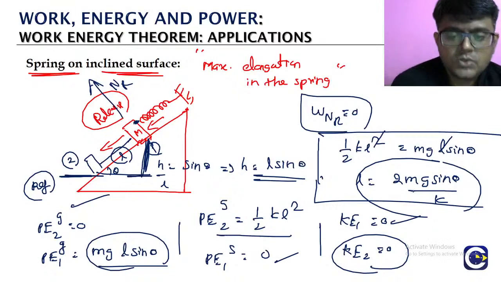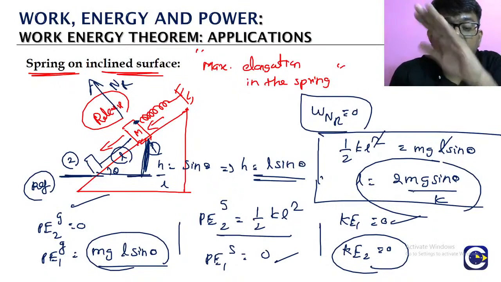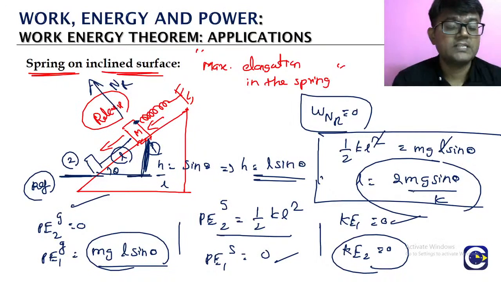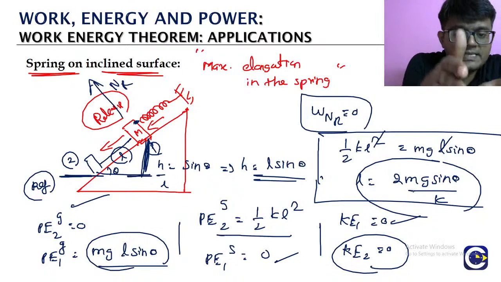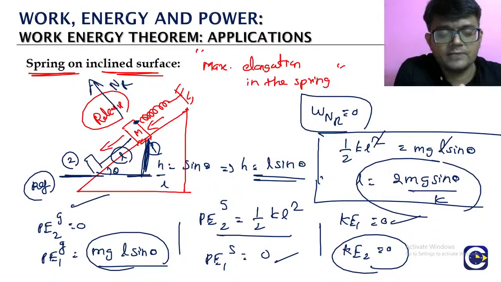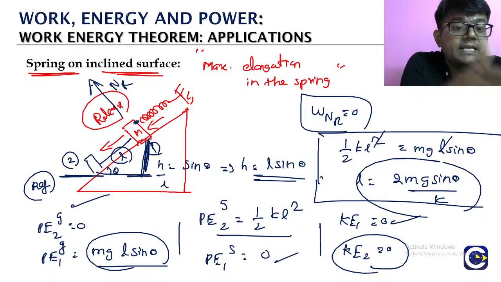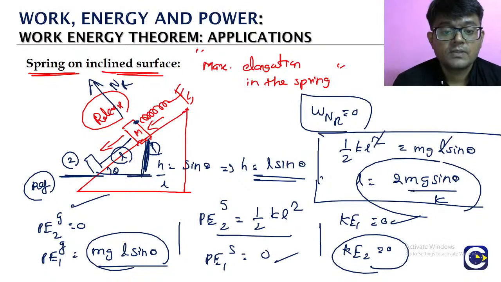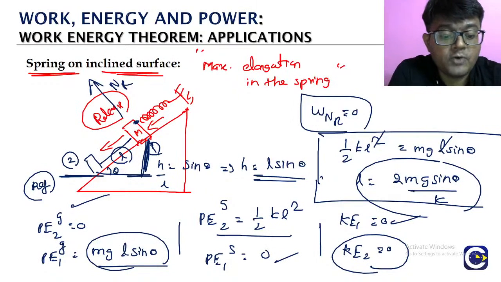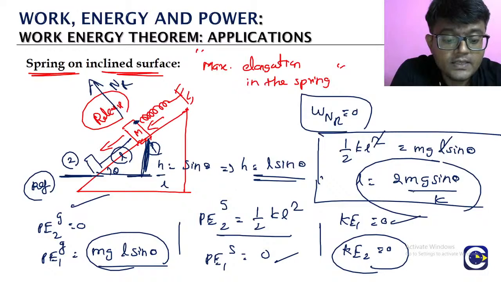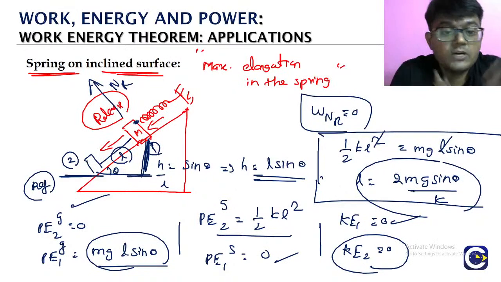So this is about the spring on the inclined surface. Here, whatever distance is traveled by the block, the spring is getting elongated. In some other cases the spring may be getting compressed. It depends upon the situation. But when it comes to the gravitational potential energy of the block, we have to be clear about the vertical separation between the initial point and the final point. This we have to be careful about.